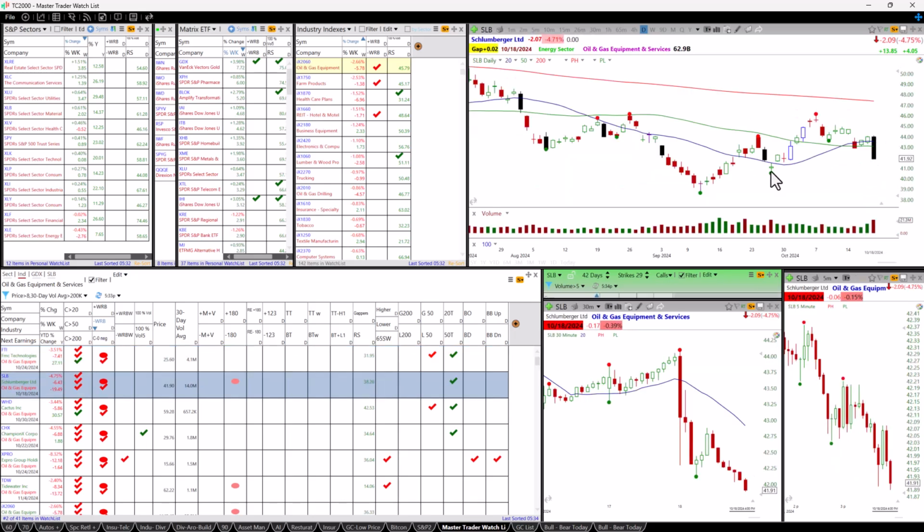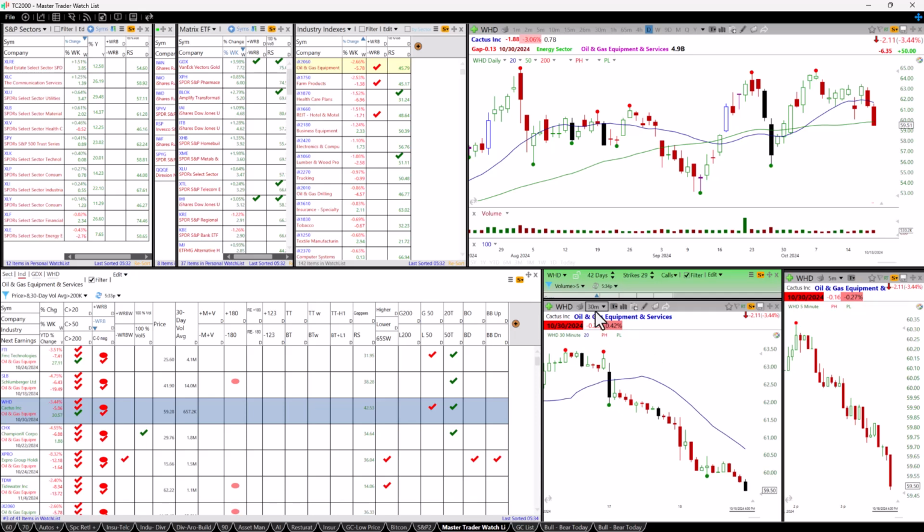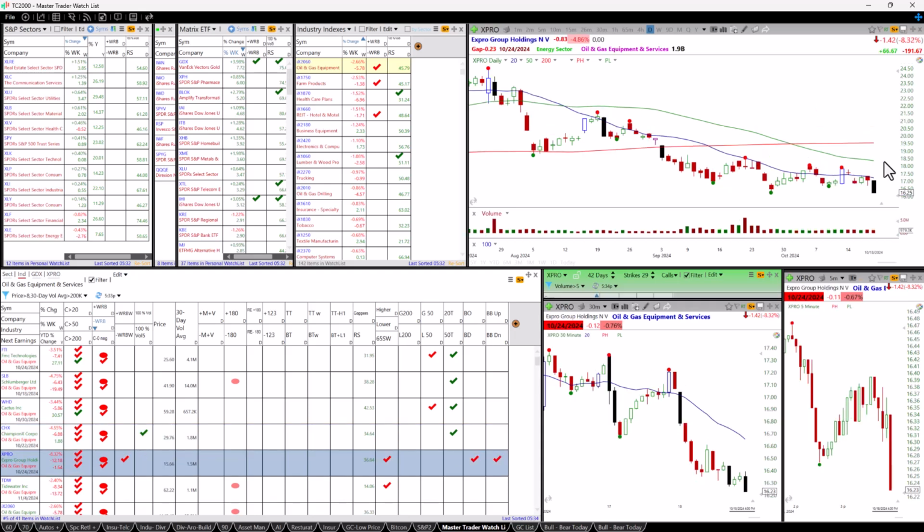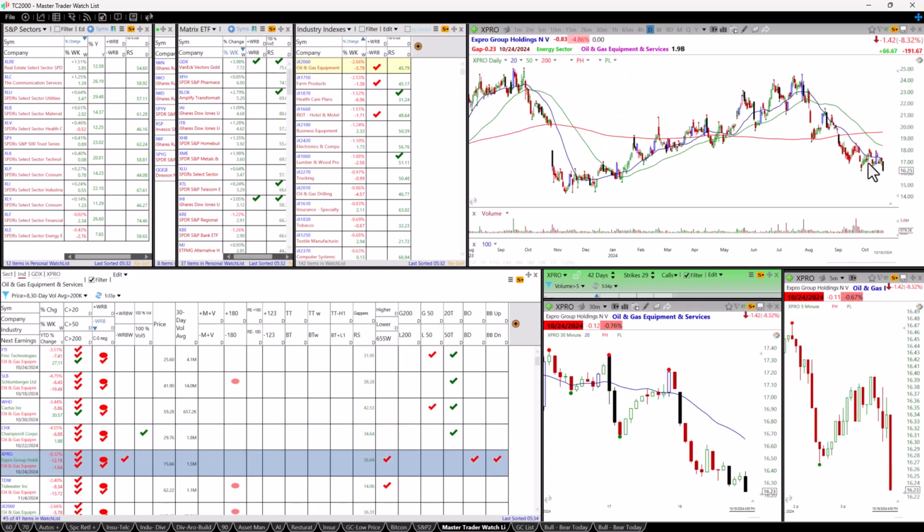Here's another one. There's some support. Schlumberger, I know there's a pivot there and it may stall. However, the weakness here would suggest that it could go through it. And I can look at a 30-minute chart or a 5-minute chart looking for intraday opportunities. And you can see how we can scan here for stocks that are moving lower.